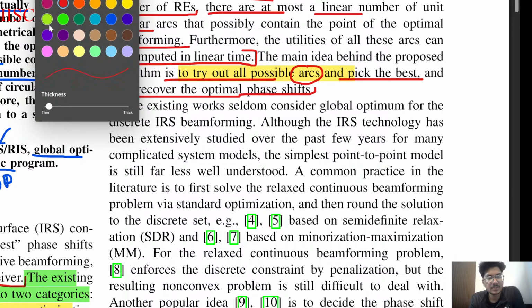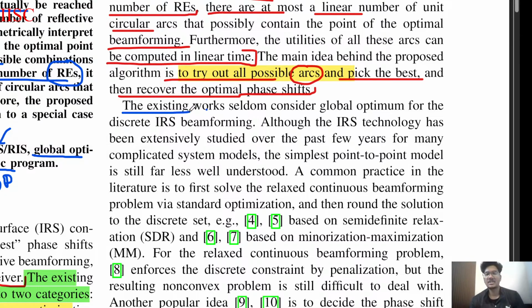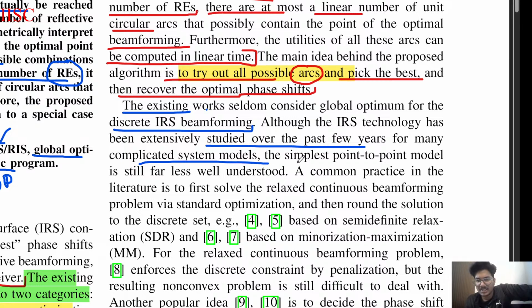Now the existing work, let's see what we have to select. That's the blue one. These existing works seldom considered the global optimum for discrete IRS beamforming. Although IRS technology has been extensively studied over the past few years for many complicated system models, the simplest point-to-point model is still far less well understood. The existing work on IRS beamforming.